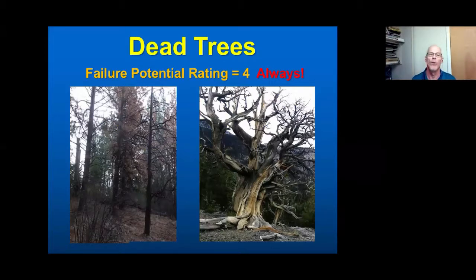For example, the ponderosa pine that you're looking at on the left there are going to fall much quicker than the bristlecone pine on the right. But the process of hazard tree appraisal is a risk management type approach. And in either scenario, the potential for that tree to be falling, if it's dead, still maxes out. So dead trees, always a 4, and we're not going to be changing that.